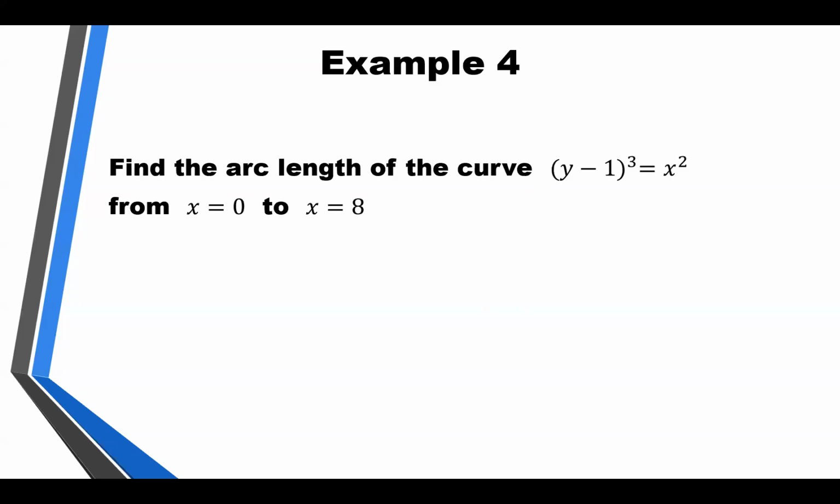The fourth example says, well, what if we have neither? What if our function is not written as y is a function of x and not written as x is a function of y? But what if we have some sort of equation that relates x and y, we can graph this equation, and we want to find the arc length, let's say from x equals 0 to x equals 8.